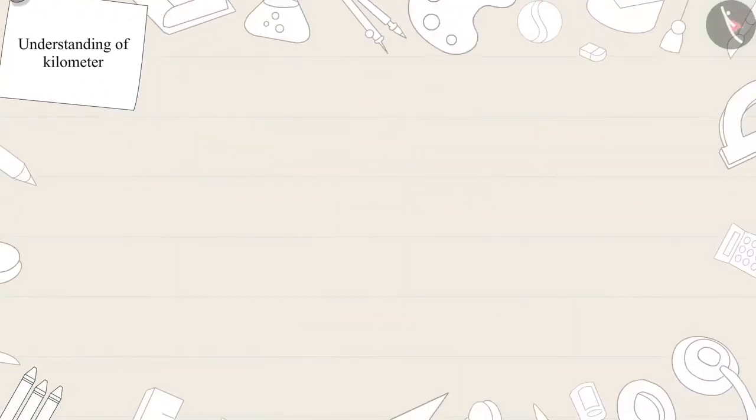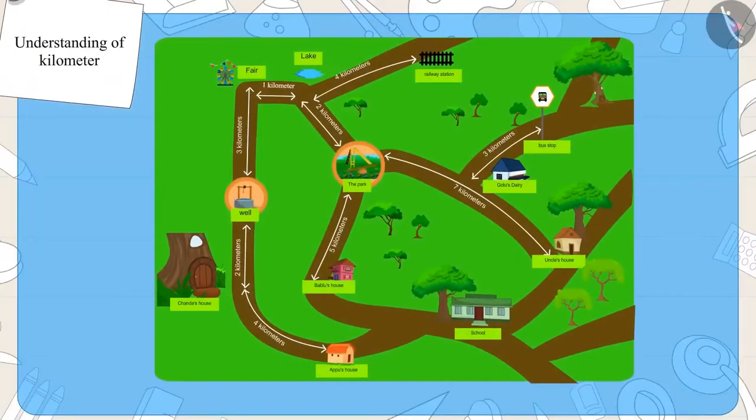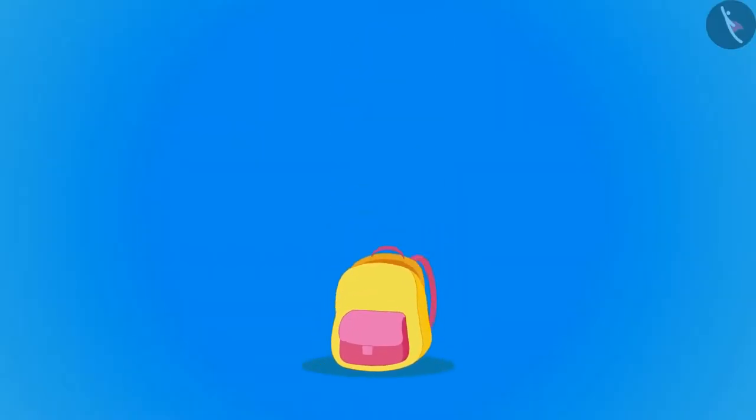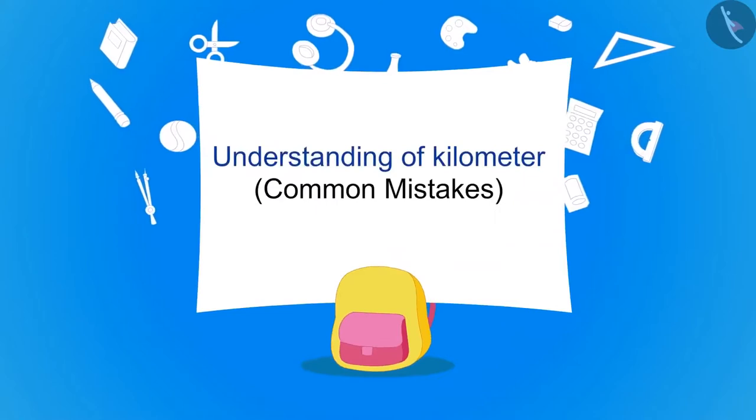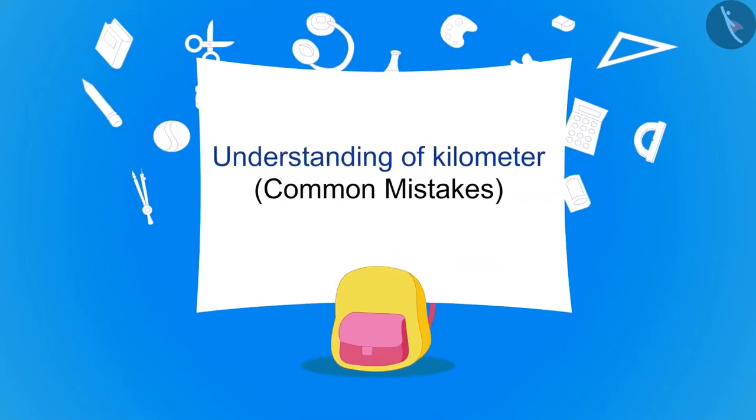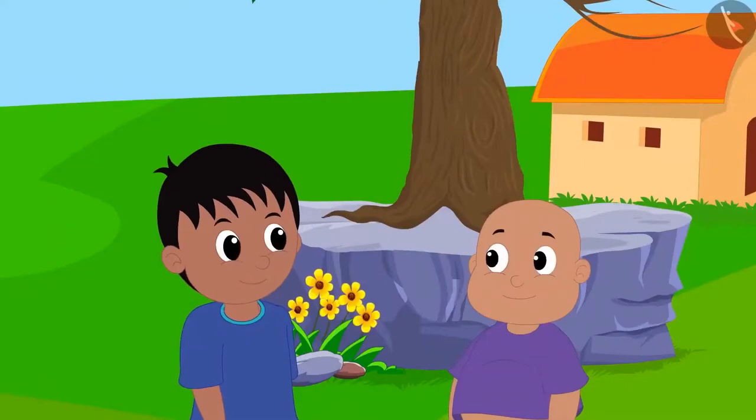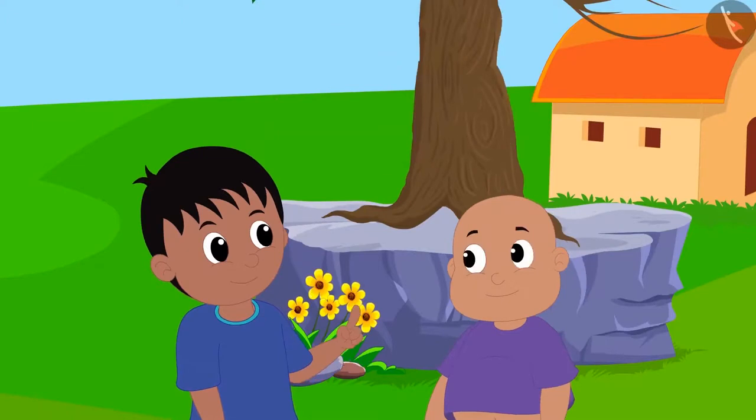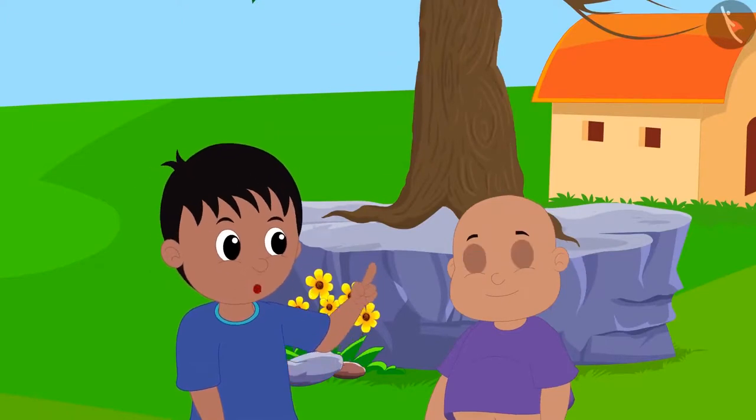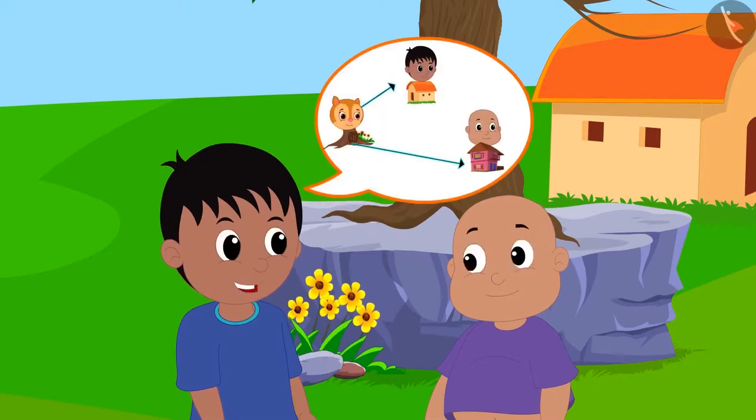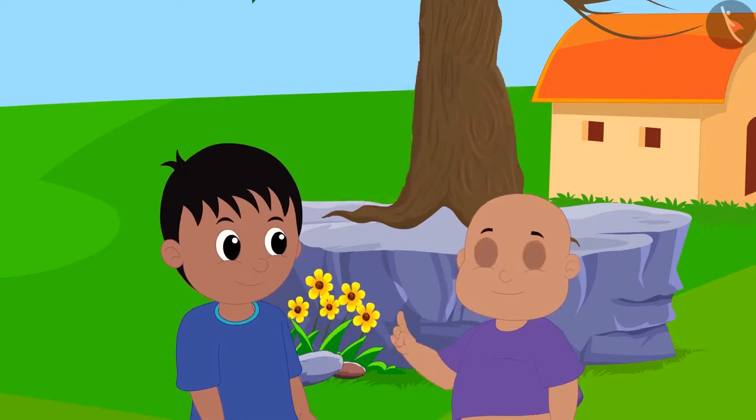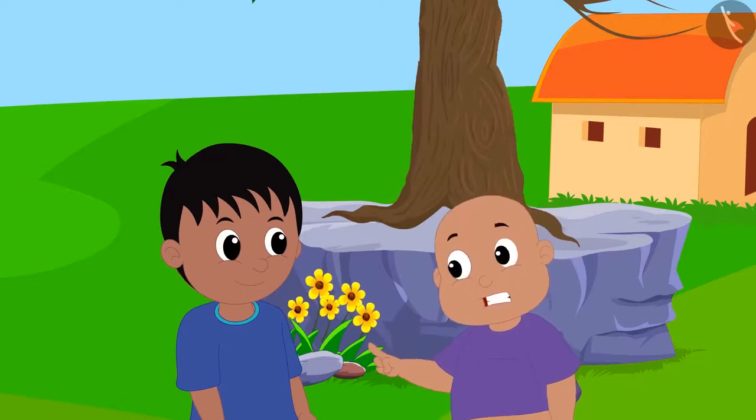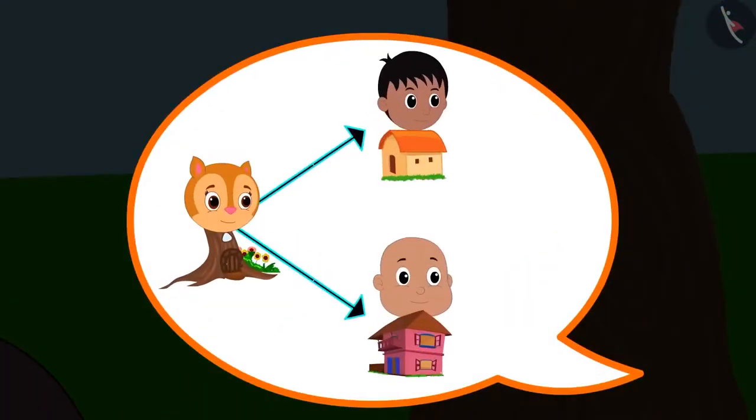Kids, in the previous video, we learned more about kilometers with some interesting examples. In this video, we will see some common mistakes related to this. Raju and Bablu are going to play at Chanda's house. Raju tells Bablu that his house is closer to Chanda's house. But Bablu argues with Raju that their two houses are at equal distances from Chanda's house.